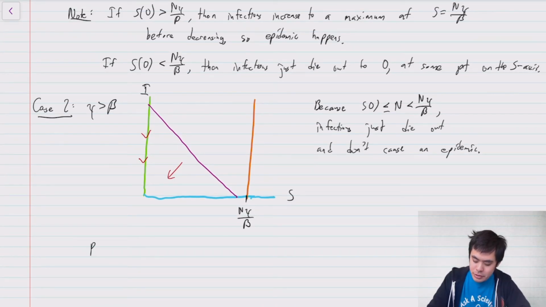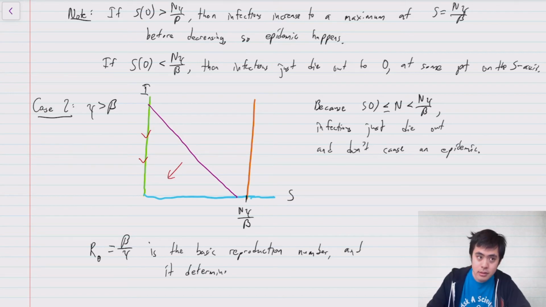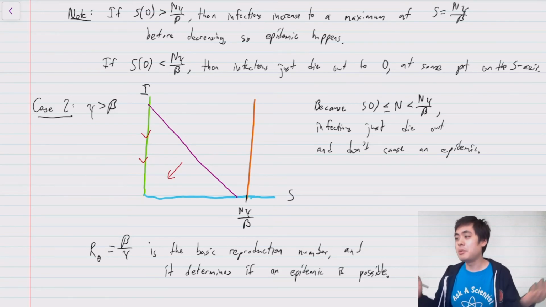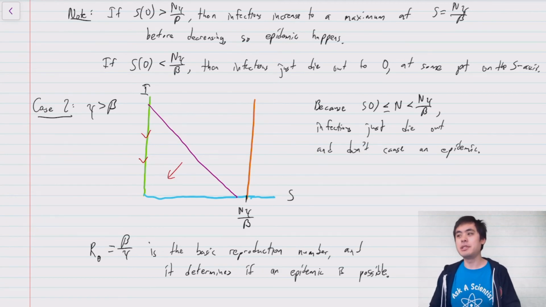So it turns out that in this particular case, R naught is equal to beta over gamma, the basic reproduction number again. And it determines if an epidemic is possible. So when R naught is less than 1, an epidemic just isn't possible, no matter if everyone is still susceptible. Whereas when R naught is greater than 1, then an epidemic is possible, especially if you start out with most people being susceptible, which you would expect if it's a new disease.